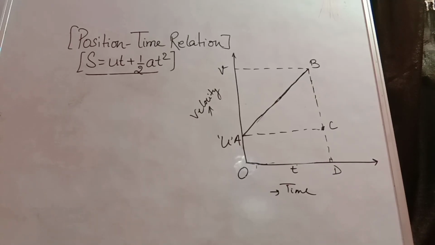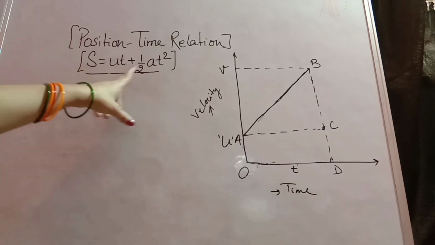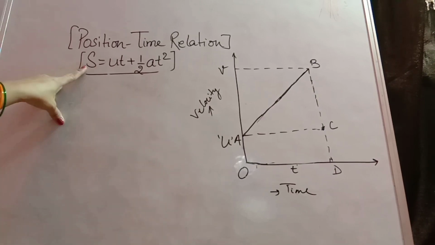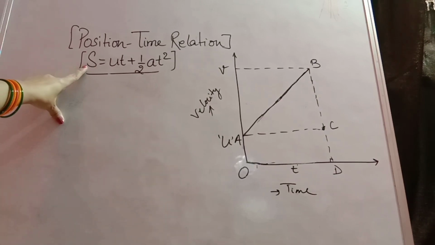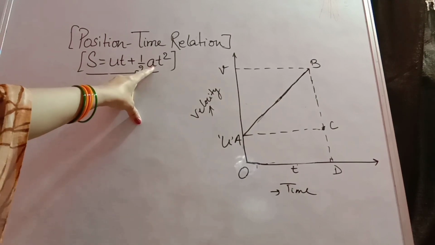Today I will explain the second equation of motion, the position time relation. First, understand S is equal to ut plus half at square. What is the value of S? S is the distance covered by the object, u is initial velocity, t is time, and a is uniform acceleration.